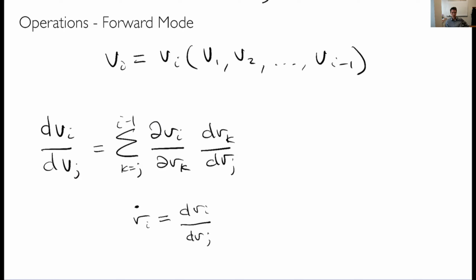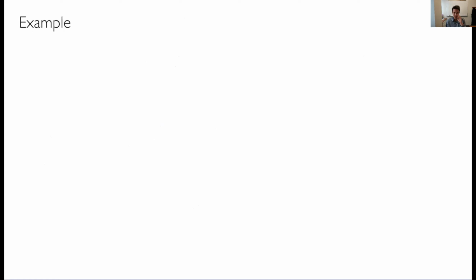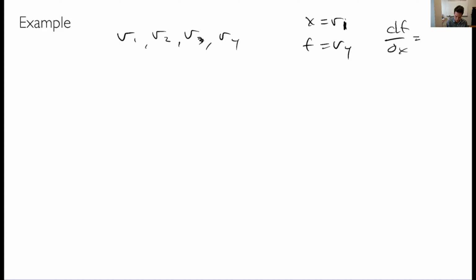Okay, so that may feel a bit abstract. Let's do an example. This is basically the example I just did, but we'll put some numbers in it. Let's say that you have 4 variables. That's in your entire code, just a really simple thing. You just have 4 variables, V1 through V4. And let's say X is V1 and F is V4. And what we want is df/dx. So in other words, we want dV4/dV1. It's a very simple code. It just has 4 operations.